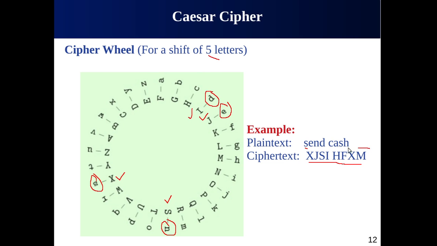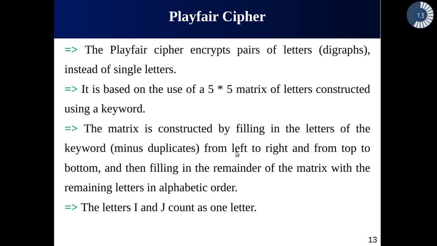So if you send this message to someone, it is in an unintelligible form. And this is what cryptography tells us. We are actually not hiding the existence of the data. Data is still there, but it is in an unintelligible form. Okay, this is about the Caesar cipher.